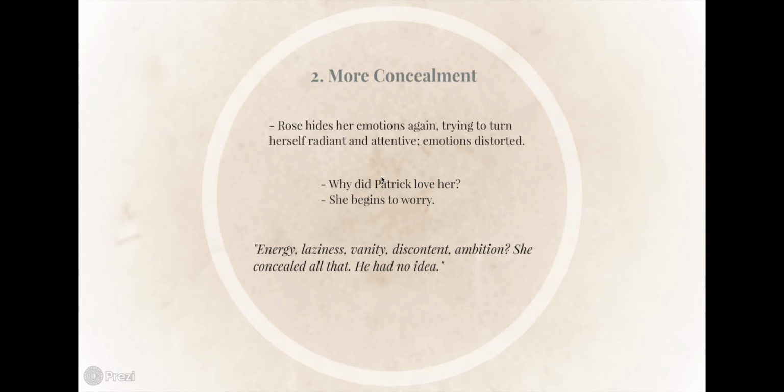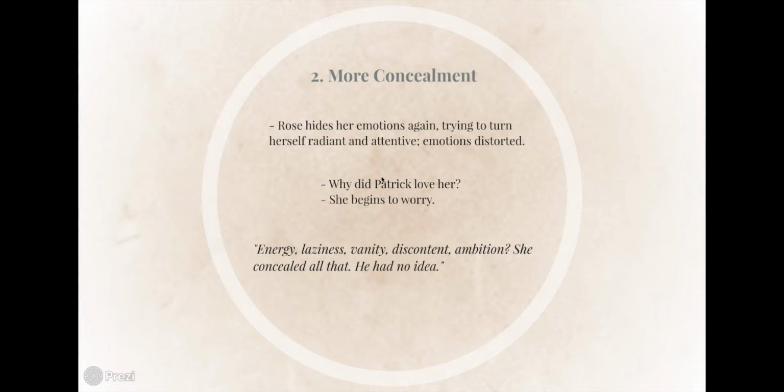And as their relationship progresses, Rose tried to conceal more parts of herself. She tried to set up a very radiant and attractive character when she wasn't feeling very well. And she was also worrying that Patrick wouldn't love the parts she concealed, namely the energy, laziness, vanity, discontent, and ambition, which were all parts of herself that she withheld. As the quote suggests, Patrick had no idea about these things, and by lying, she adds on the mental stress to herself and creates a further divide between her and Patrick.